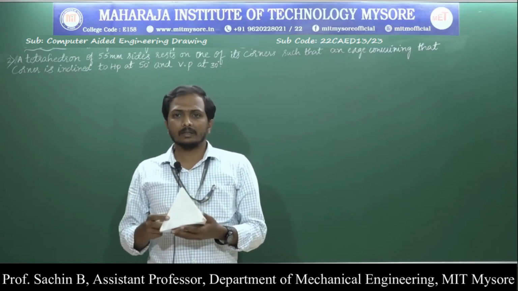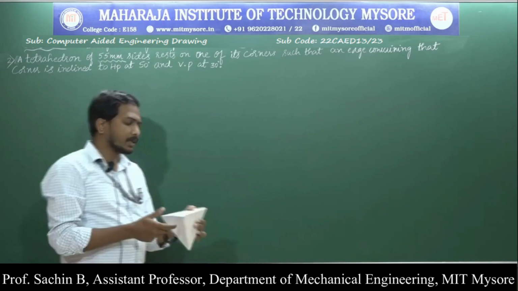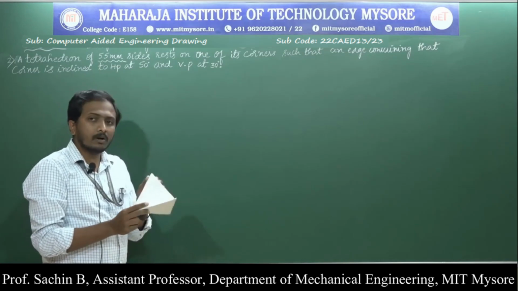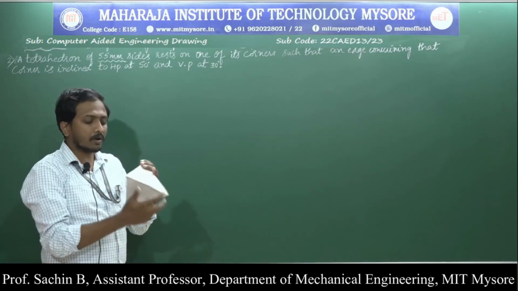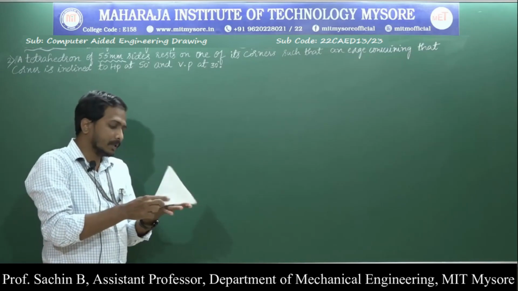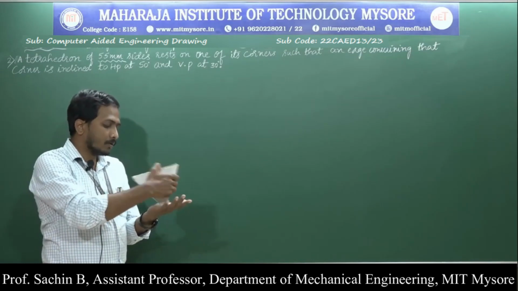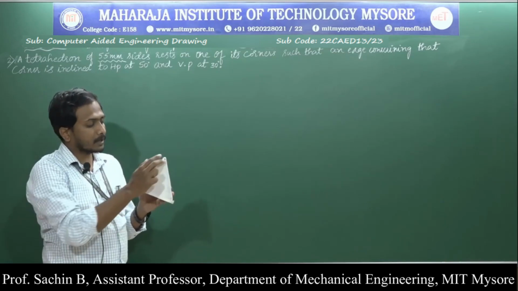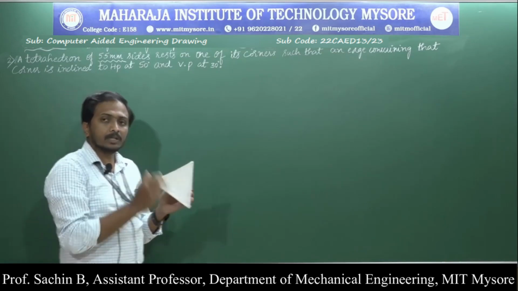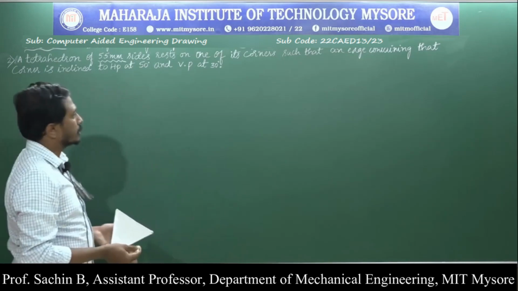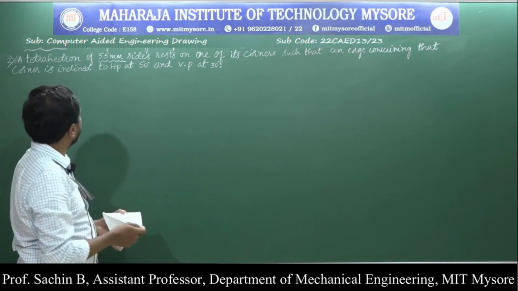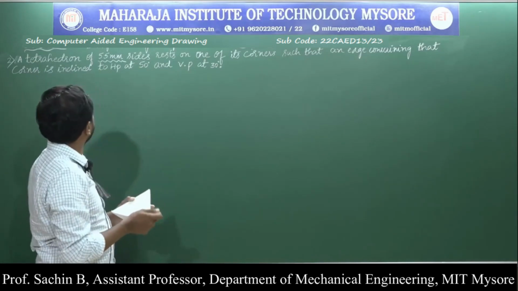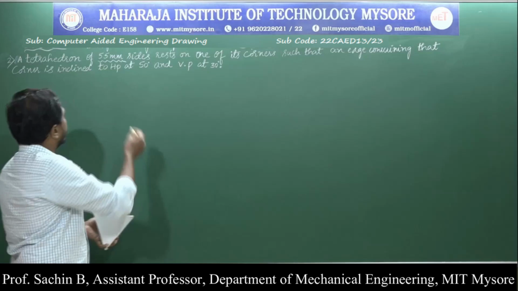Now I will read the problem. The condition they have given is that it is resting on one of its corners. We have three corners present over here. If I keep the base part, it may rest on this corner, or this corner, or this corner. If I name the corners A, B, C, it will rest on any of the corners, such that an edge containing that corner, the resting corner edge, is inclined to HP at 50 degrees.